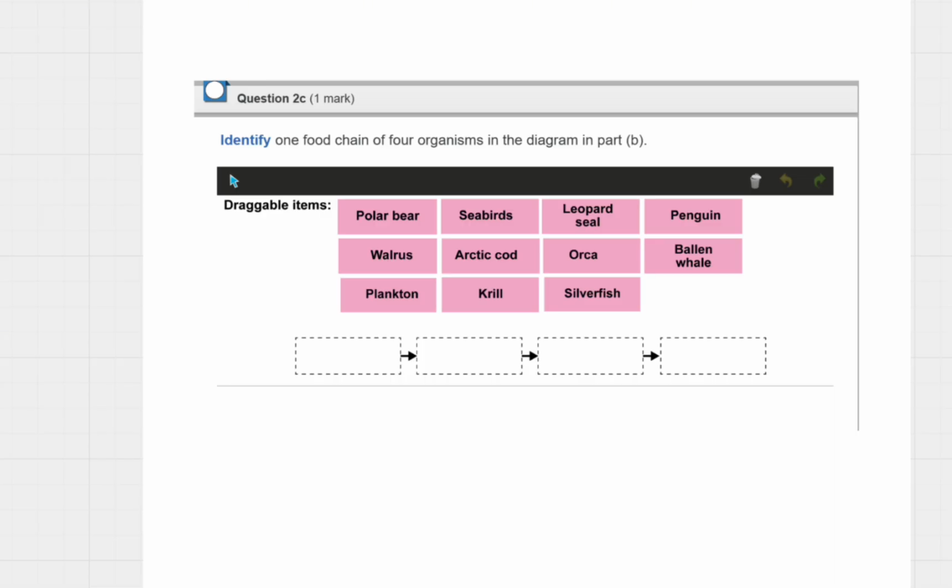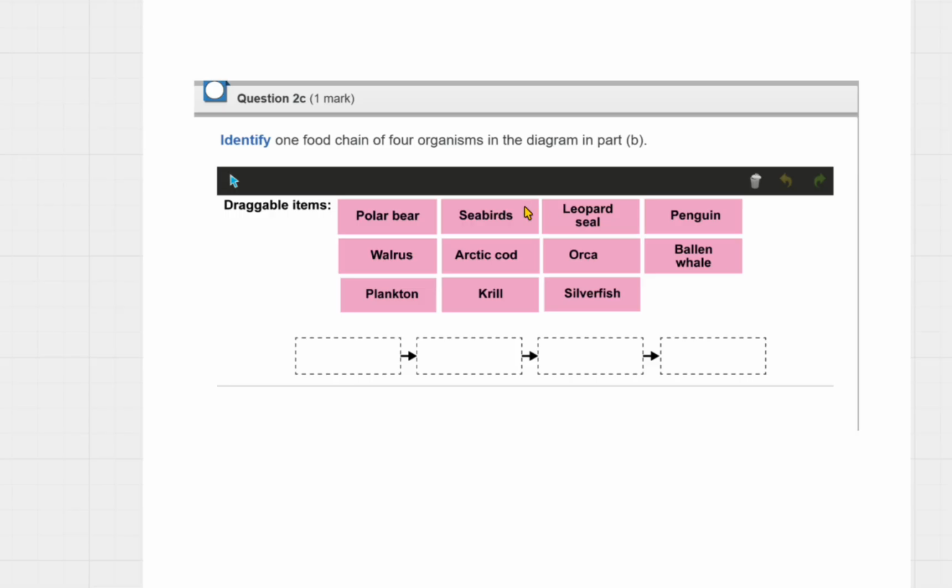Now we have question 2C, which asks us to identify one food chain of 4 organisms in the diagram in part B. Let's just make a food chain right over here. There are multiple combinations for this one, but let's just stick to one. You guys can attempt this question as well, and you can just build your own food chains. So let's start.